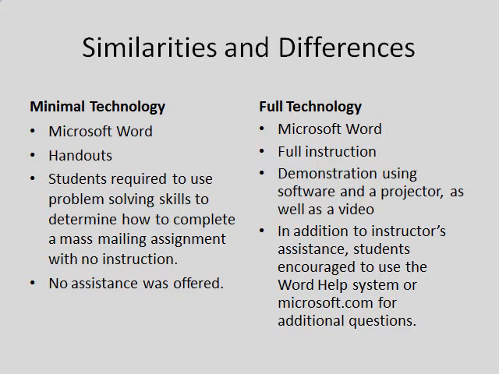Although both sections utilize some level of technology, there are many differences in both the technology used for instruction and the technology used for task completion. I have highlighted them here. The minimal technology plan used Microsoft Word. Handouts were given and students were required to use problem-solving skills and previous learning to determine how to complete the first mass mailing project. During this section, there was no instruction provided, nor was there any guidance or assistance offered.